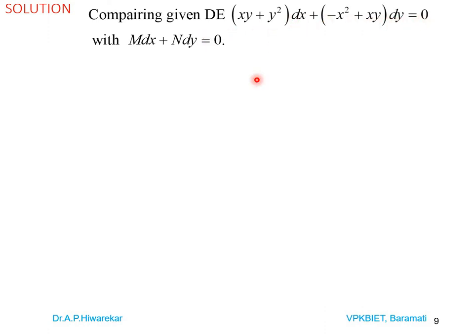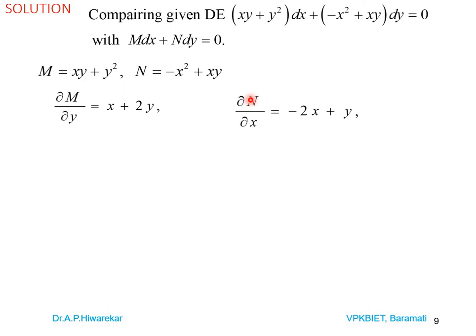And then we compare it with M dx + N dy. So M is this term, xy + y², N is this, −x² + xy. So ∂M/∂y is x + 2y, and ∂N/∂x is −2x + y. And obviously they are not equal, meaning ∂M/∂y is not equal to ∂N/∂x. So the given differential equation is not exact.